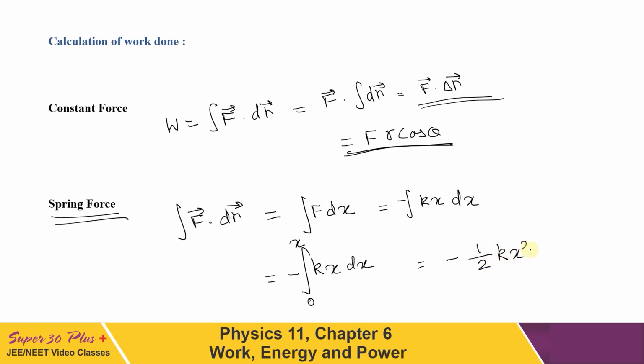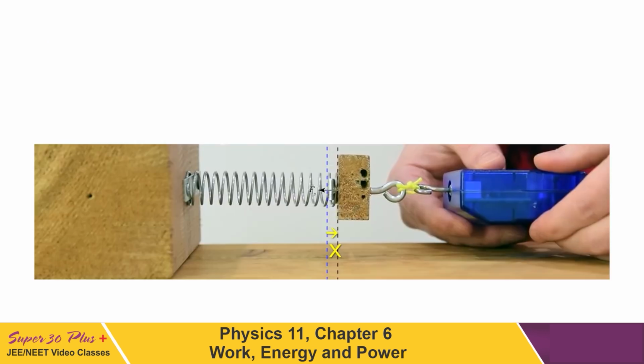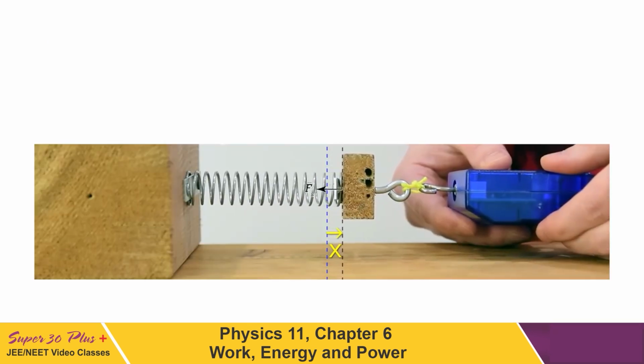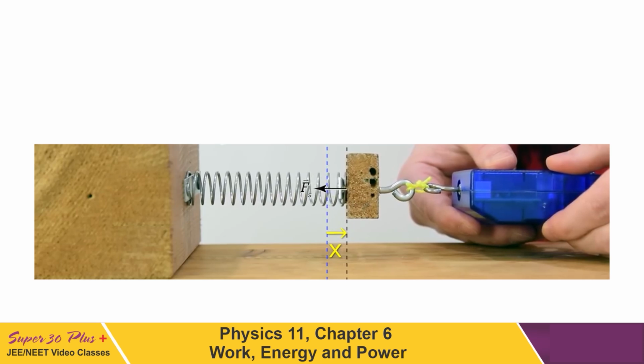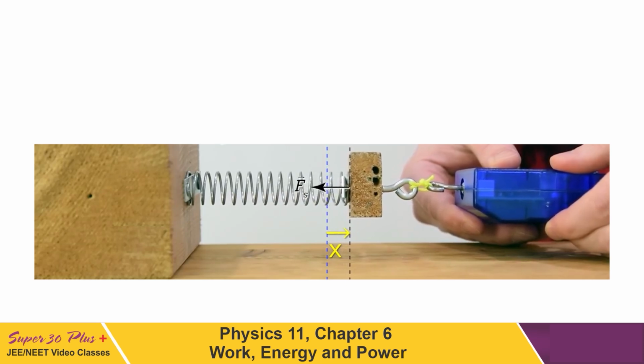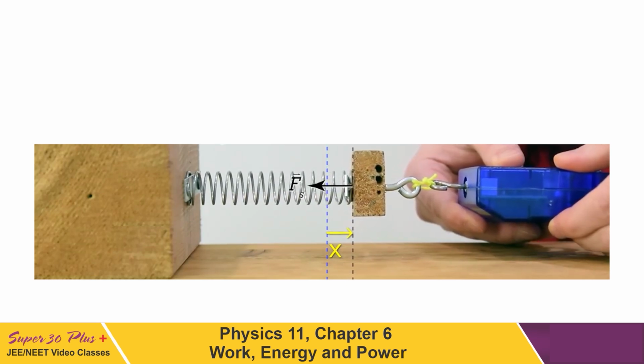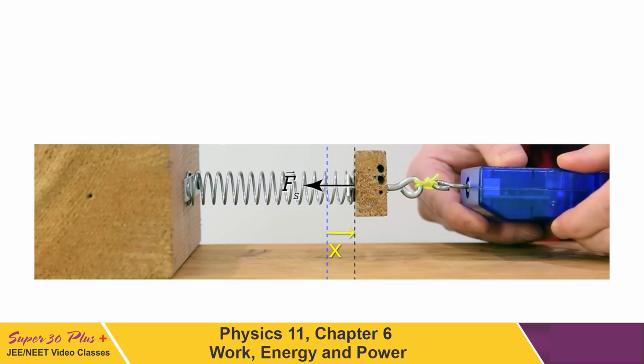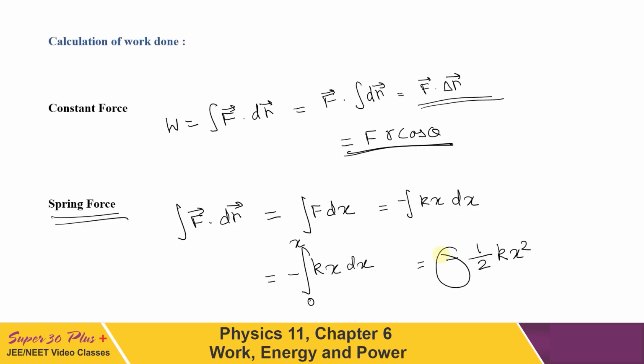This is work done by spring force. You can see a minus sign is here. What does it indicate? That force is in the direction opposite to displacement. When you are stretching a spring, then force will be in the direction so as to restore its original length. So always it will be opposite to the extension or the compression. That's why one minus sign has occurred while writing work done by a spring force.